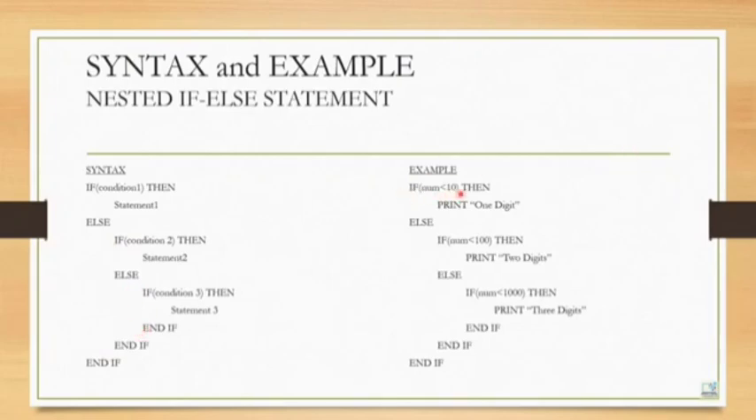If number is less than 10, then print one digit, means it is one digit number. Else if number is below 100, then print two digit. Else if number is less than 1000, then print three digits. So what will happen? If the first condition is true, then it will print one digit. It will not go to this entire else part. Okay, it will not go there.